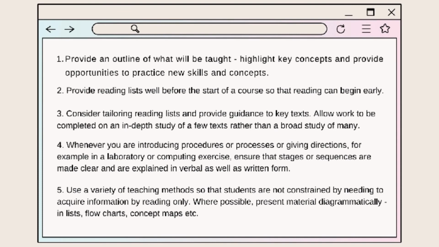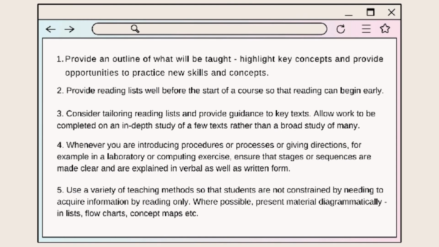Second, provide reading lists well before the start of a course so that reading can begin early. Third is consider tailoring reading lists and provide guidance to key texts. Allow work to be completed on an in-depth study of a few texts rather than a broad study of many.